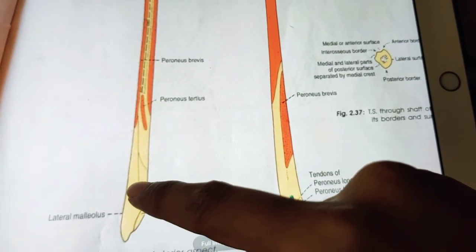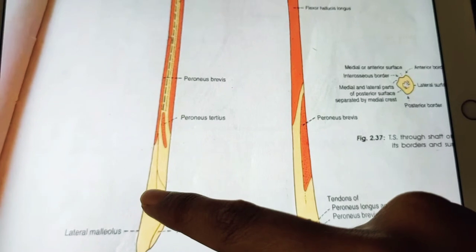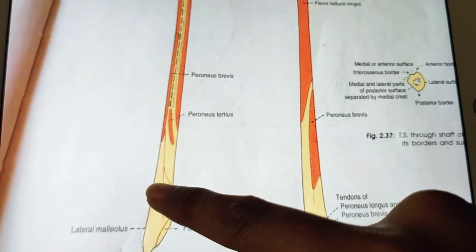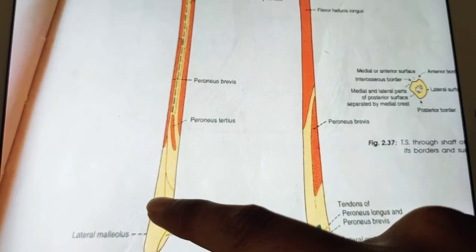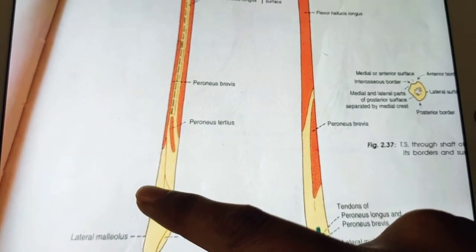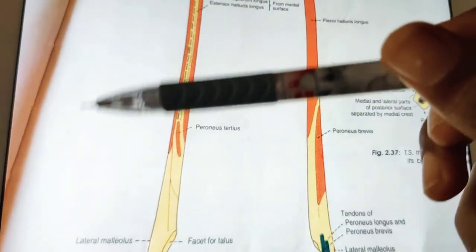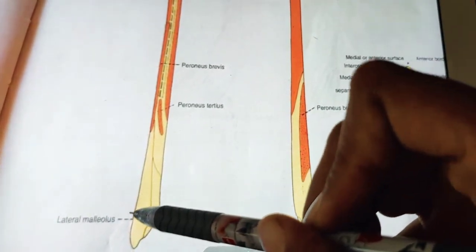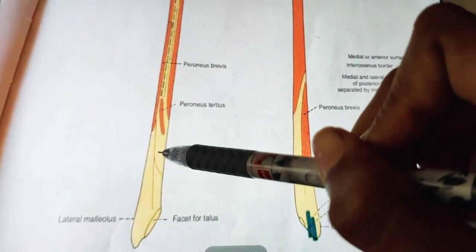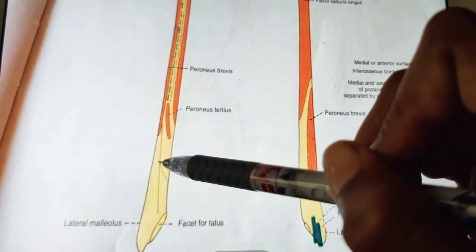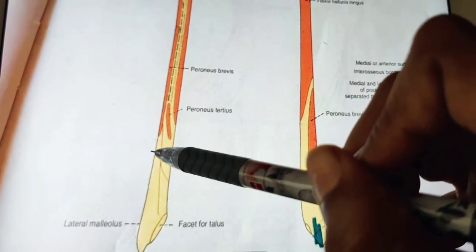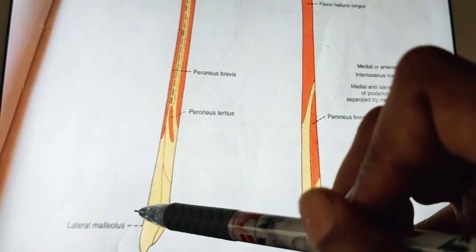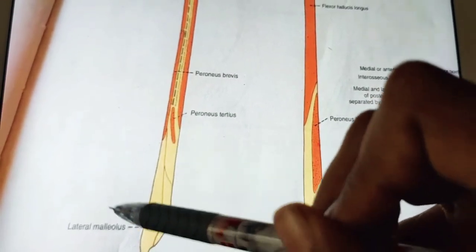Especially over here, it gives origin to it, especially in the lower part of the anterior margin of the triangular area, and the superior peroneal retinaculum to the lower part of the posterior margin of the triangular area. So this is the triangular area over here, right? This one will give attachment to the superior extensor retinaculum, and this one will give attachment to the superior peroneal retinaculum. Okay, this is the triangular area.